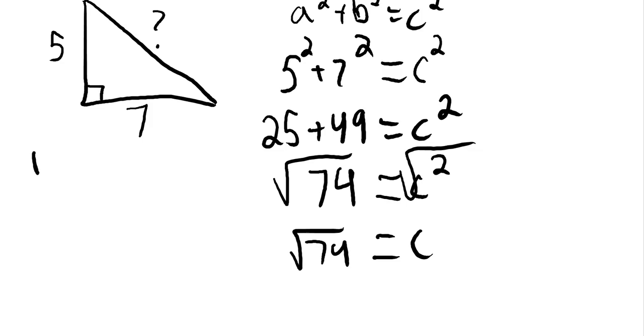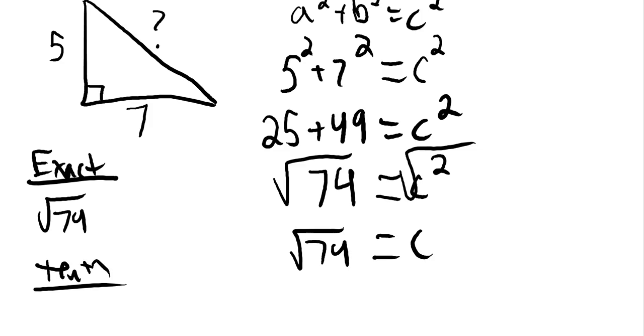If it said leave your answer as the exact answer, your answer is the square root of 74. If it says round to the nearest tenth, you have to figure out what the whole number would be and then the first decimal after that. So the square root of 74 is in between the square root of 64 and the square root of 81. Let's say it's about 8.6 or something like that. I don't know off the top of my head. You're going to have a calculator with you. That looks like a pretty good guess.